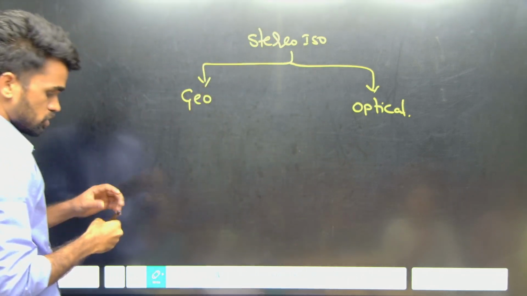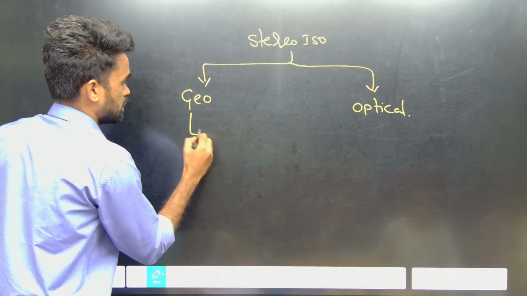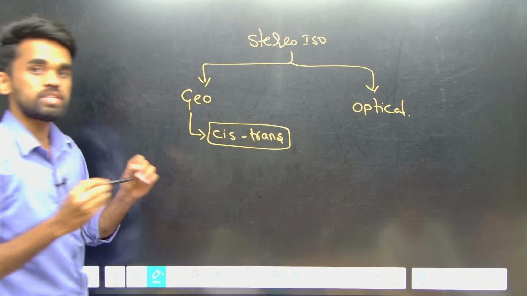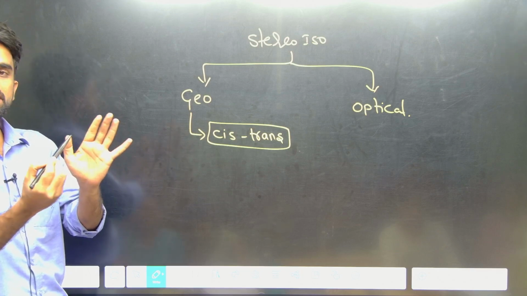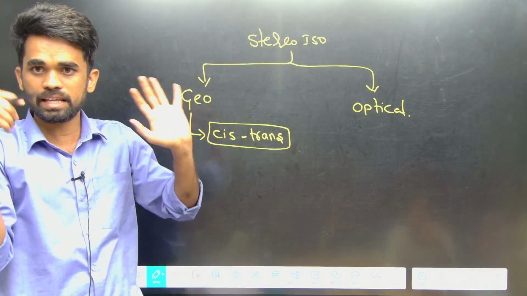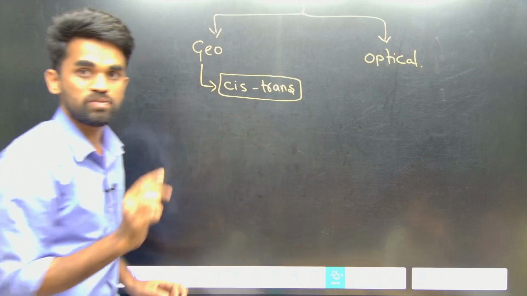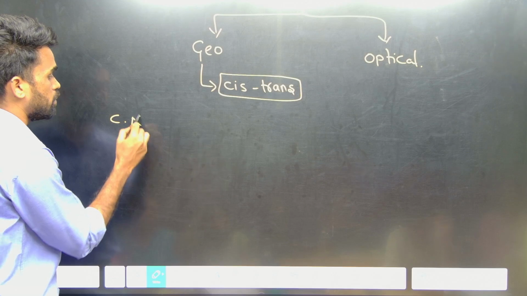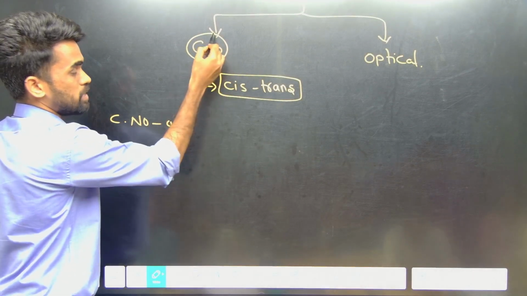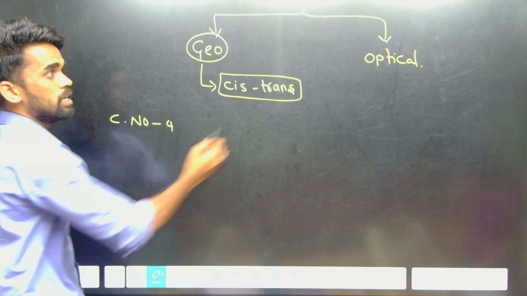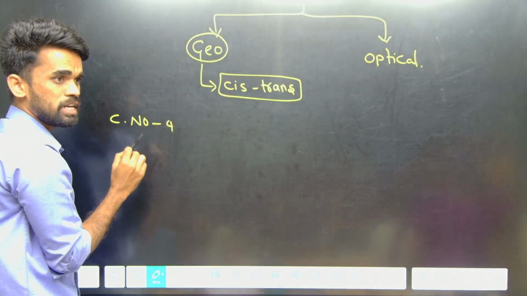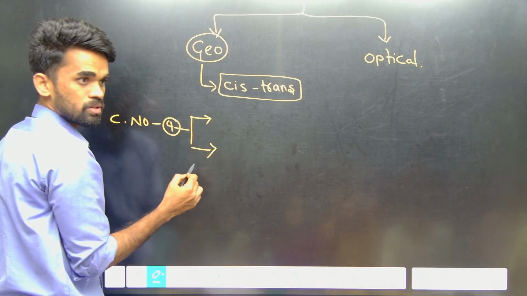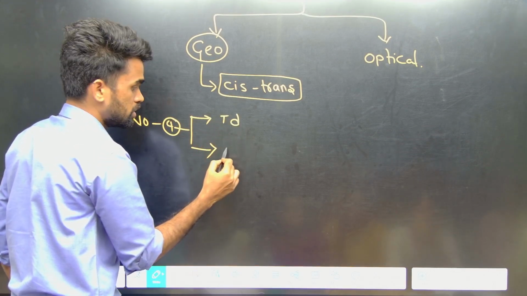Geometrical, we will simply say, is cis-trans isomerism. If the same groups are on the same side, it is cis. Now, what coordination numbers do we know? Coordination number 2, coordination number 3, like that. Geometrical isomerism starts from coordination number 4, and even optical isomerism starts from coordination number 4. With coordination number 4, the two possible geometries are tetrahedral and square planar.